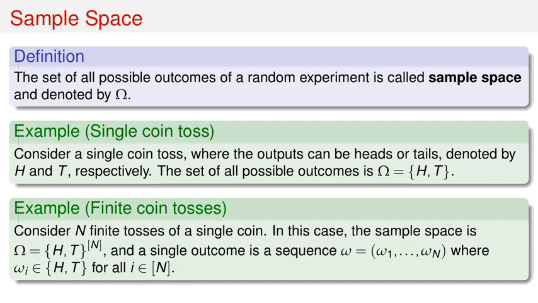Another example, finite coin tosses. Suppose we toss a single coin n times. In this case, the sample space omega is the set {H, T}^{1,...,n}. A single outcome omega is then a sequence omega_1, omega_2, and so on till omega_n. Each omega_i is either H or T.